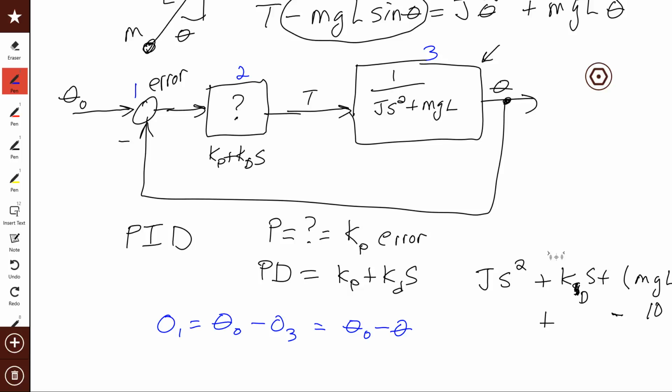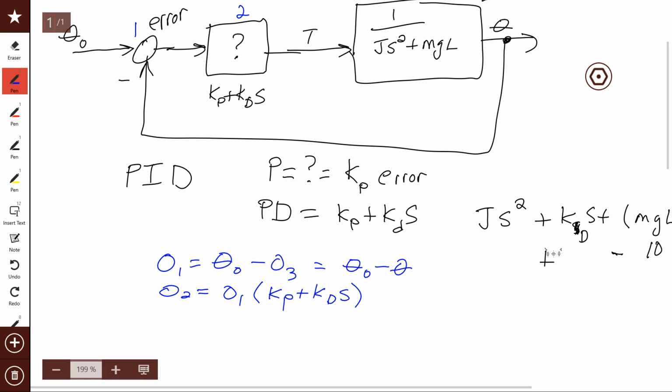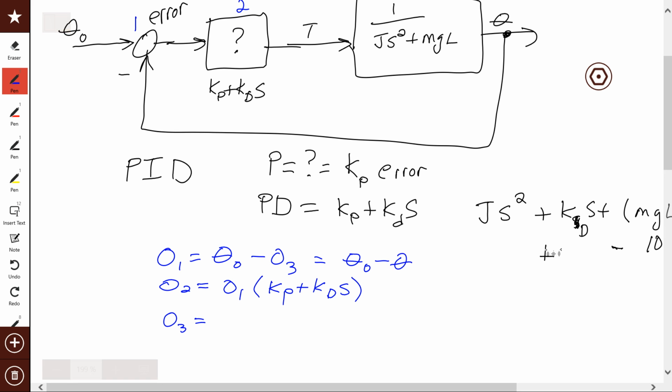Okay, what else? What's the next equation? Okay, very good, output two equals output one times what? What's inside the box? KP plus KDS, KP plus KDS. Very good. Output three equals what? Output two times or divided by 1 over JS squared plus MGL. Okay?